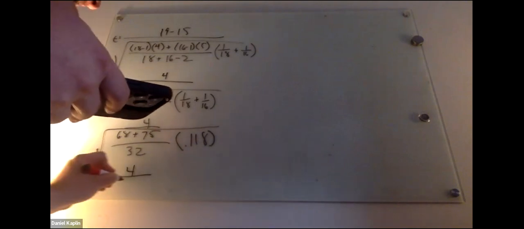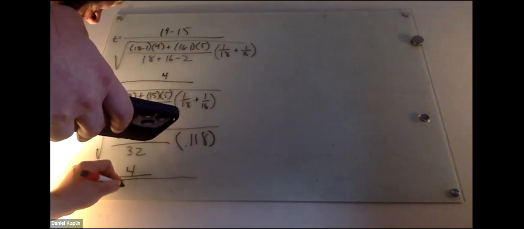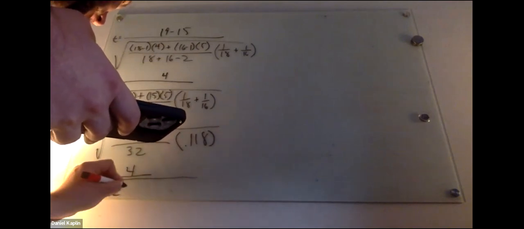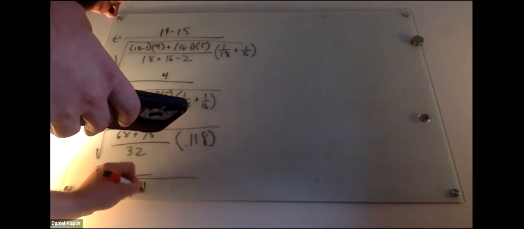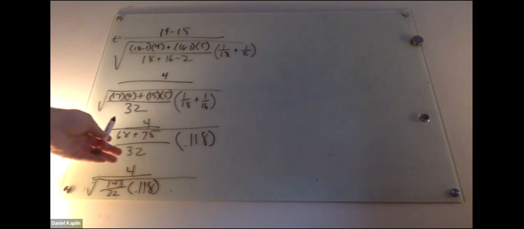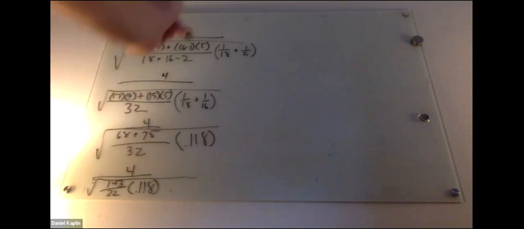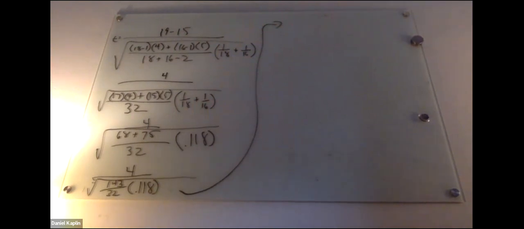It's kind of getting squished, I'm sorry about that. So we have 143 divided by 32, and all of that is multiplied by 0.118. So you see how I got that? I just added across right here. And then I'm going to continue my formula because I still need space. So here we are. We have 4 divided by the square root of 143 divided by 32.